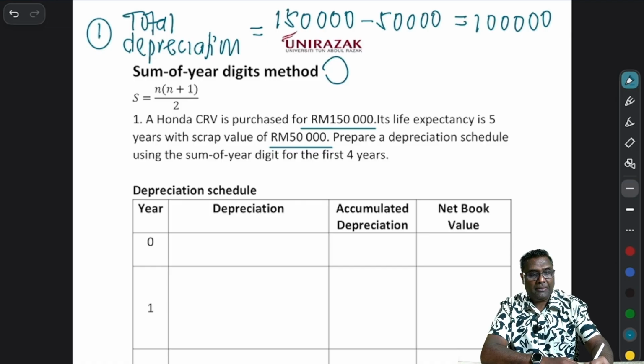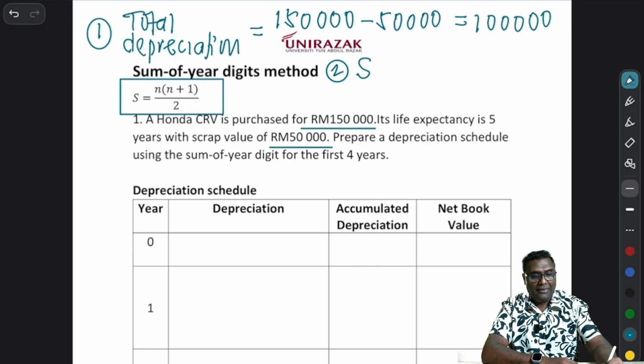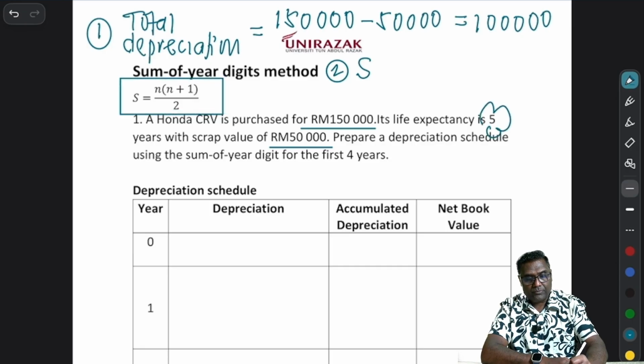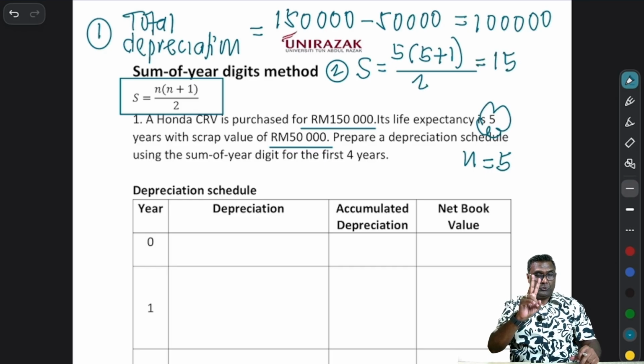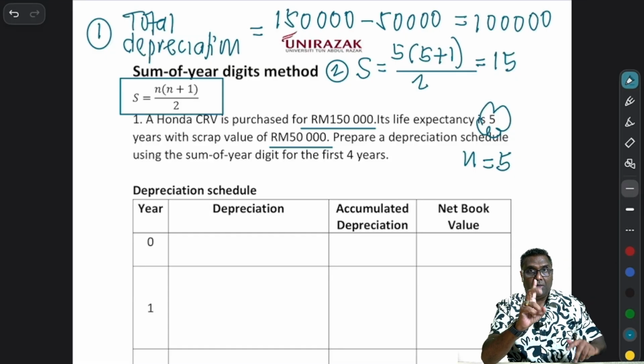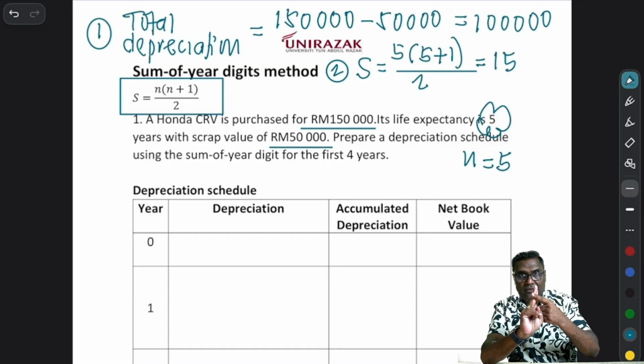Okay, number 2, I'm going to calculate what we call as S using the formula where N is 5 here. You can see N is 5. So this is 5 bracket 5 plus 1 divided by 2. I take my calculator and I press, I get 15. So these are the first two things that you need to do: total depreciation and the calculation of S.